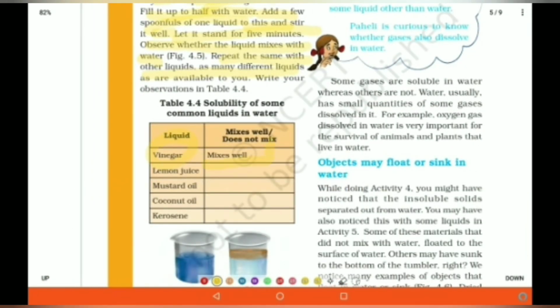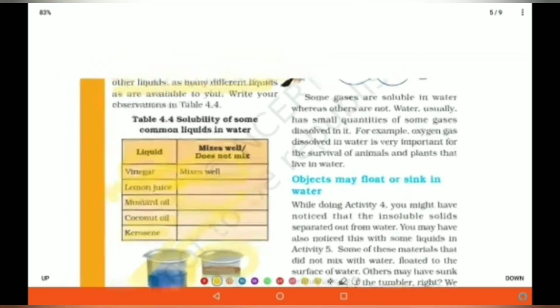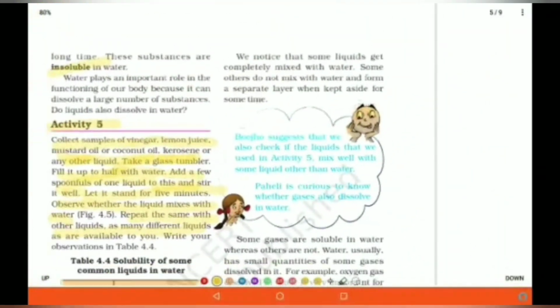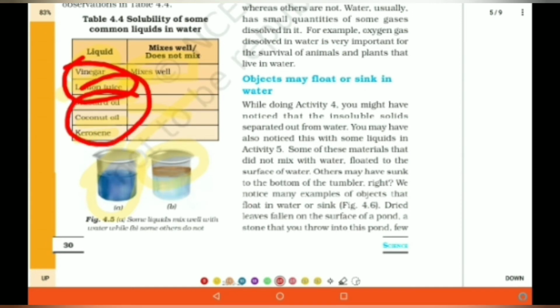Vinegar mixes well with water. Lemon juice also mixes well with water, whereas mustard oil, coconut oil, and kerosene do not mix well with water. They stay like this, whereas vinegar and lemon juice dissolve in it. Right? So here, vinegar and lemon juice can be called soluble, whereas mustard oil, coconut oil, and kerosene cannot be called soluble.